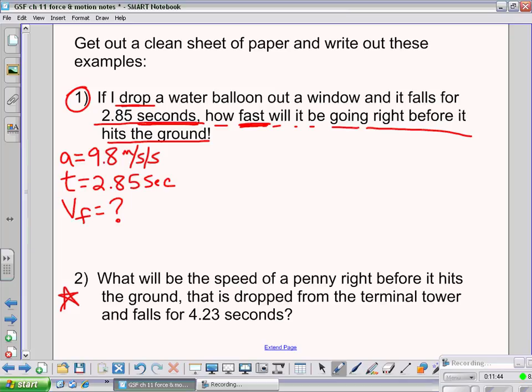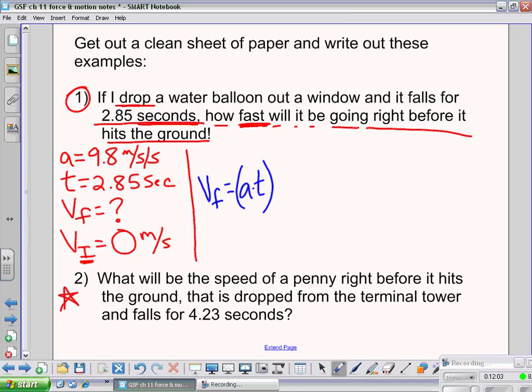And like I said, if I drop a water balloon, before I drop it, what is its initial or starting velocity? It's in my hand. I'm holding it. It's 0 meters per second. All right. That first step is huge, being able to tell those. So let's go ahead and write our formula. VF equals A times T plus VI.